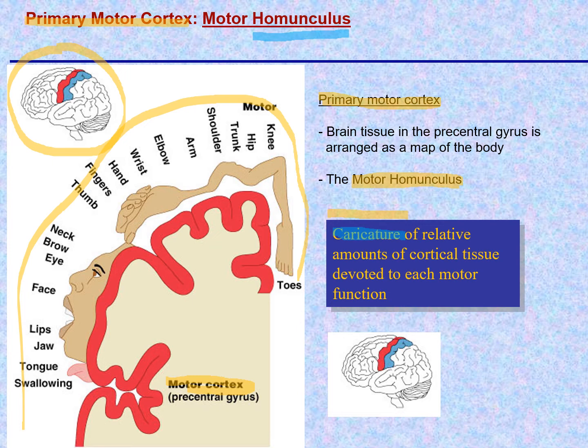So if you were to stimulate, for example, here in that area, then the toes would move. If you were to stimulate here in this area, then the tongue would move. That kind of thing, you see? And that's what they did, and that's how they mapped it out. The motor homunculus.